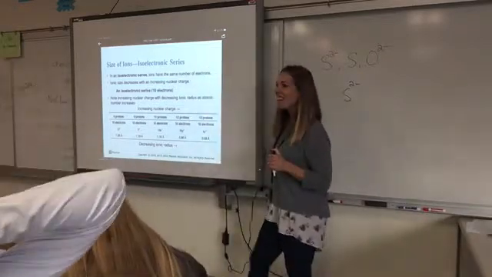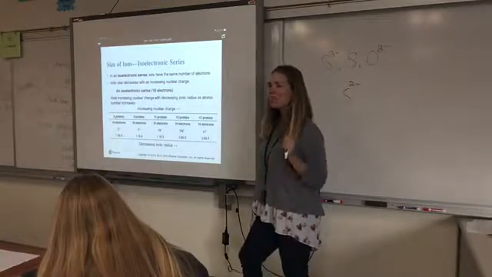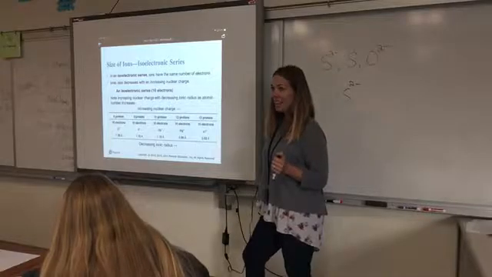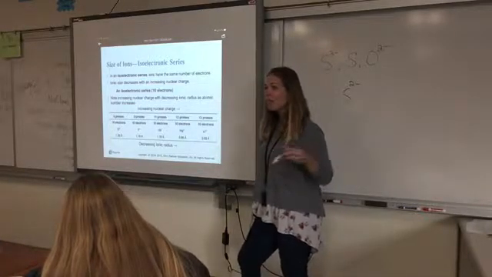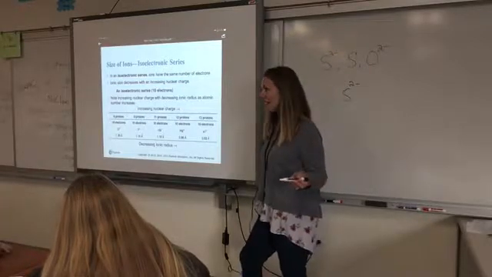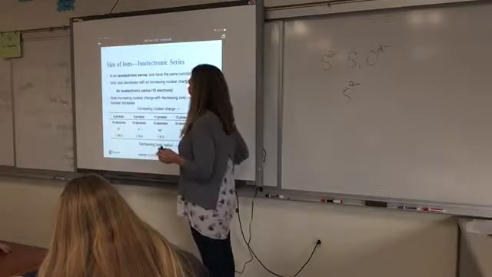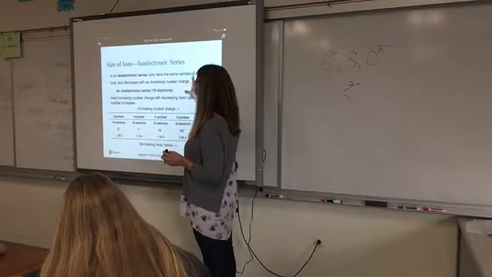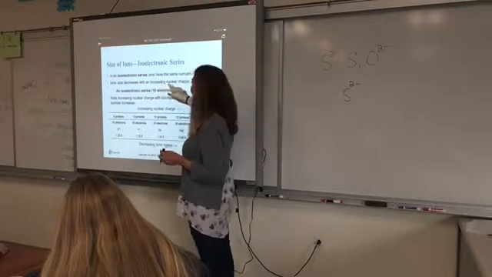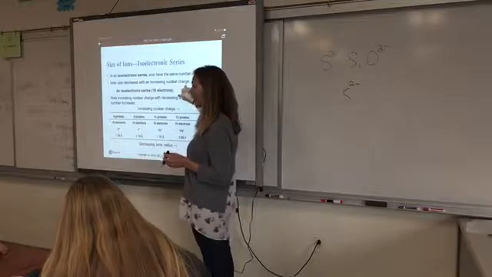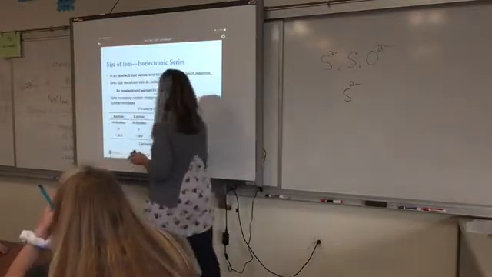Isoelectronic means we're talking about atoms or ions that have the same number of electrons. Which means the only thing that's different about them is going to be their number of protons. That's an isoelectronic series. So if their protons are different, then they have different nuclear charges.